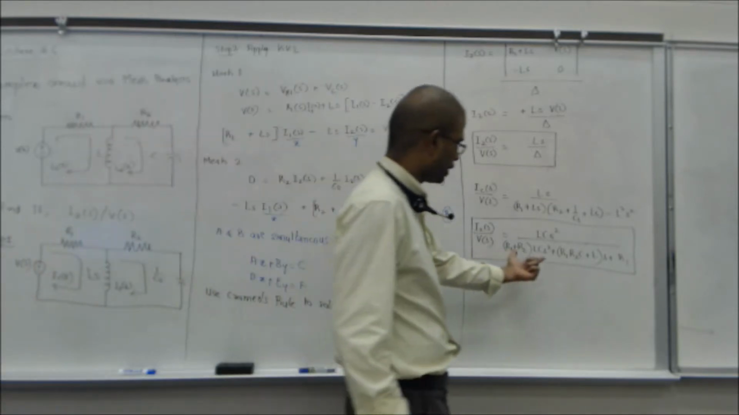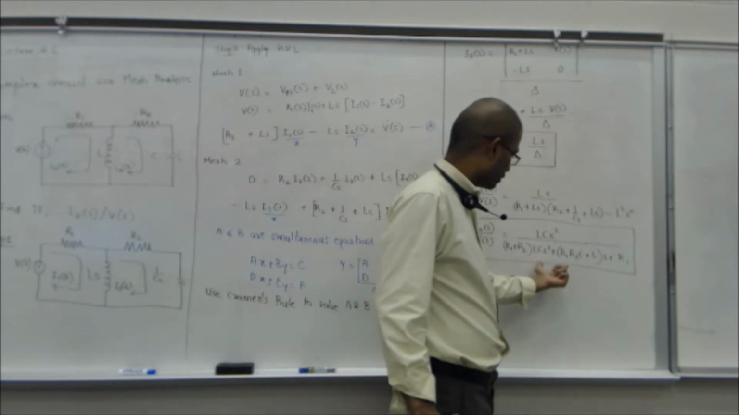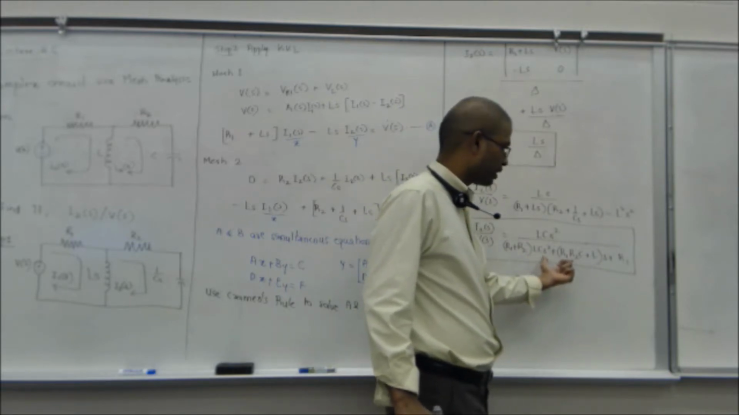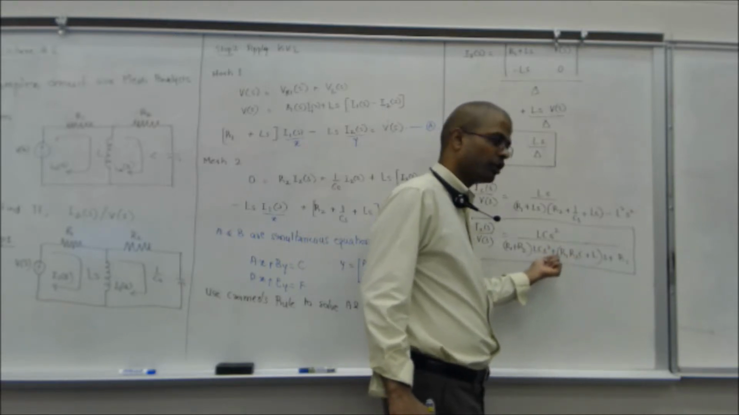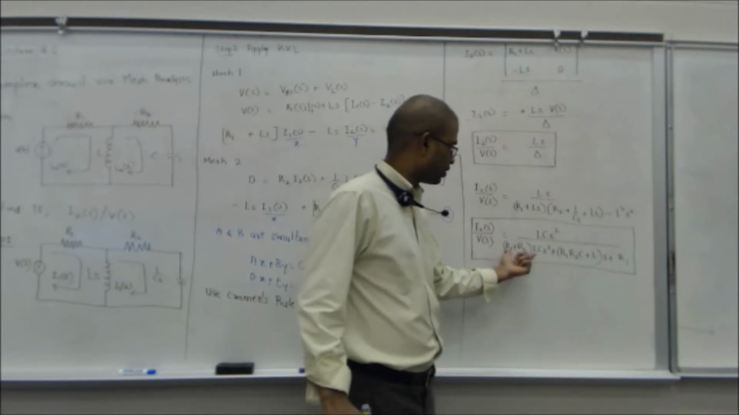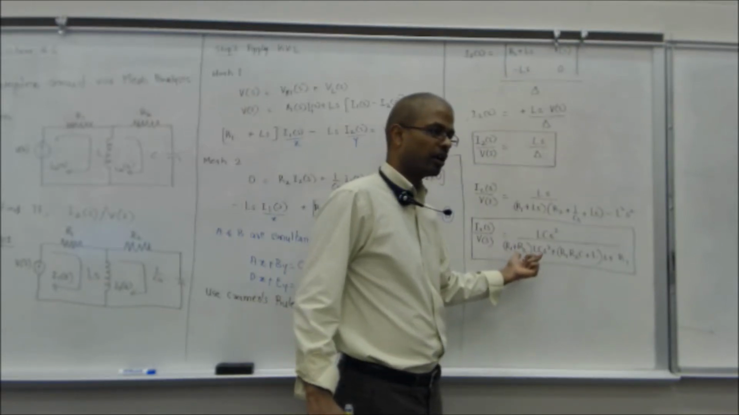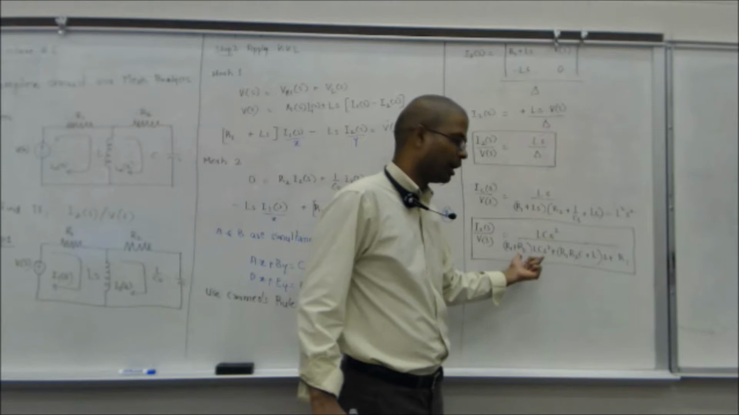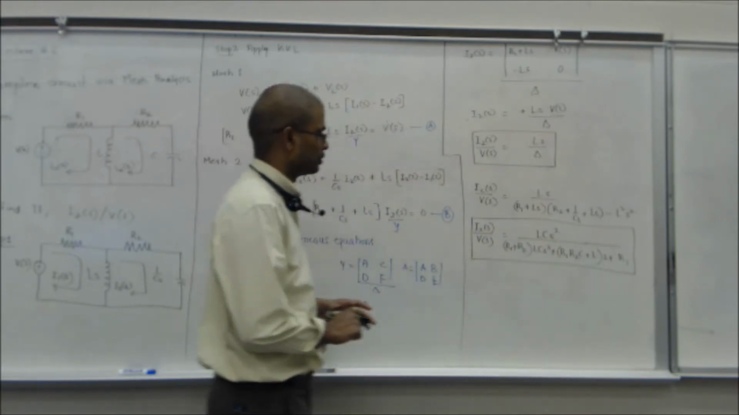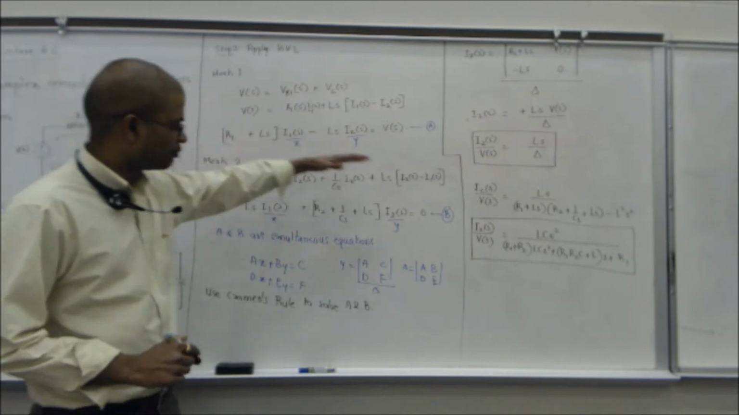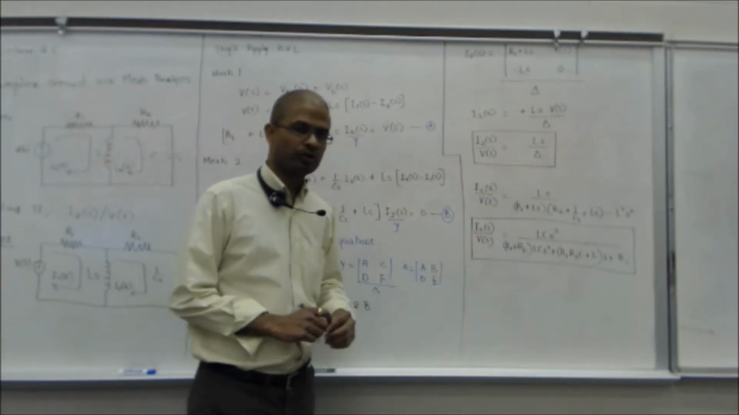So this is what you're going to get. And what I've done here is just write it as a polynomial. The denominator is a polynomial. Do you see it as a second order polynomial? Everything is constant, you realize that, right? R1, R2, L, and C. Only S is the variable. Okay? Now, this is one of the approaches.